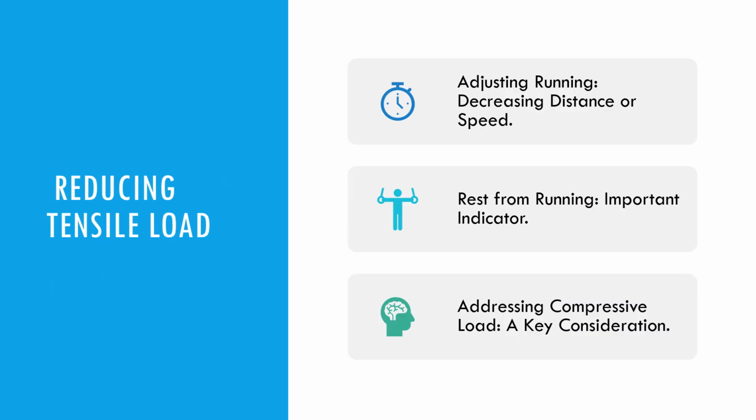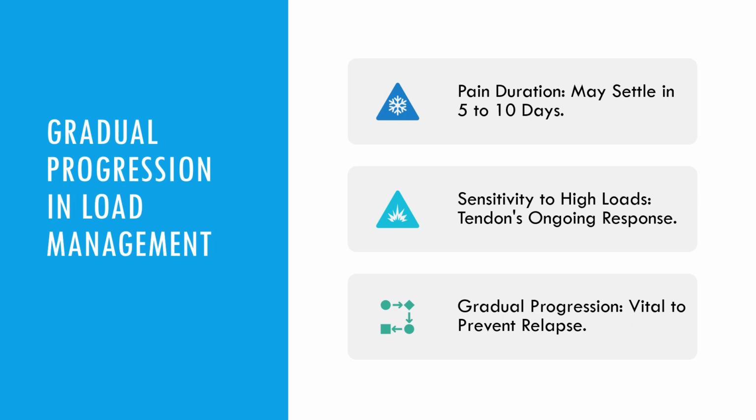So managing load doesn't mean completely offloading the tendon, so hopping around on crutches or sitting there with your leg up, but reducing the load to a level that allows the tendon to recover. This may mean rest from running or modifying training, depending on the severity of the tendinopathy. The reactive stage can be relatively short. Pain may settle in 5 to 10 days, but the tendon will still be sensitive to high loads and training needs to be progressed gradually to prevent a relapse or a re-injury for that athlete.